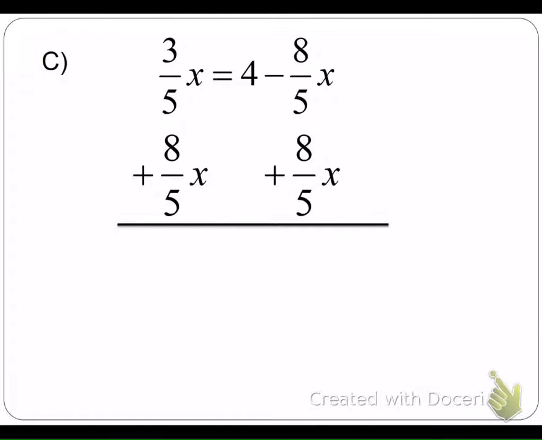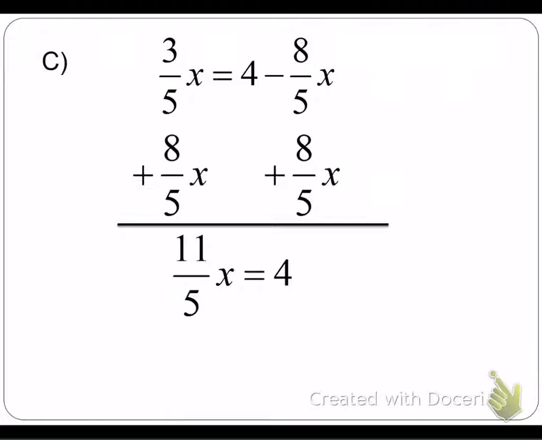Now, when you're adding fractions, even if they have x's in them, you need to make sure that you have common denominators. Do we have that? Yeah. We do, so that's wonderful. So 3/5 x plus 8/5 x is 11/5 x. That equals, we still have the 4 on the other side.